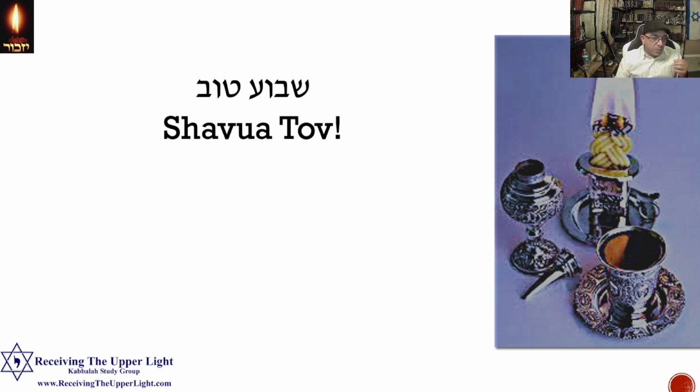Basically, when we say Shavua Tov, in Kabbalah, Shabbat is seen as the pinnacle of the week, a time of higher connection, right? And when we say Shavua Tov at the end of Shabbat after Havdalah, we're essentially expressing the wish that the spiritual light and blessings of Shabbat continue to flow into and illuminate the entire week. This is why we say Shavua, meaning week, and Tov, good.